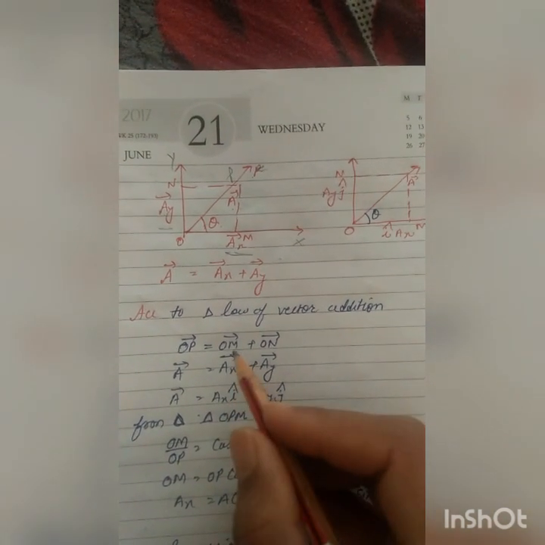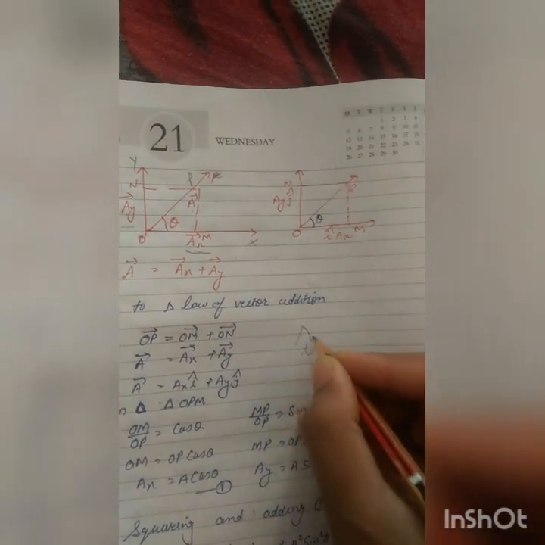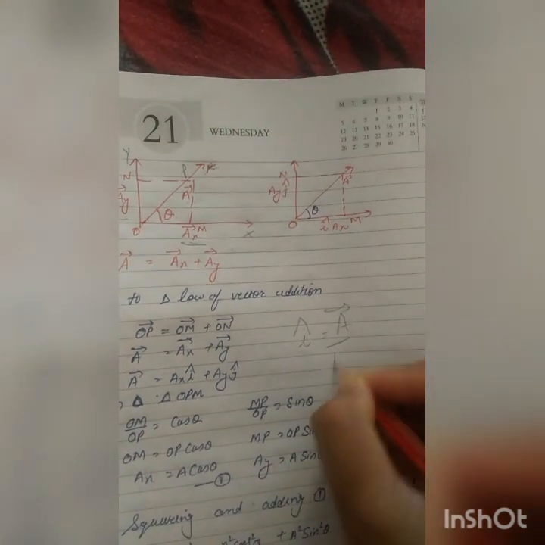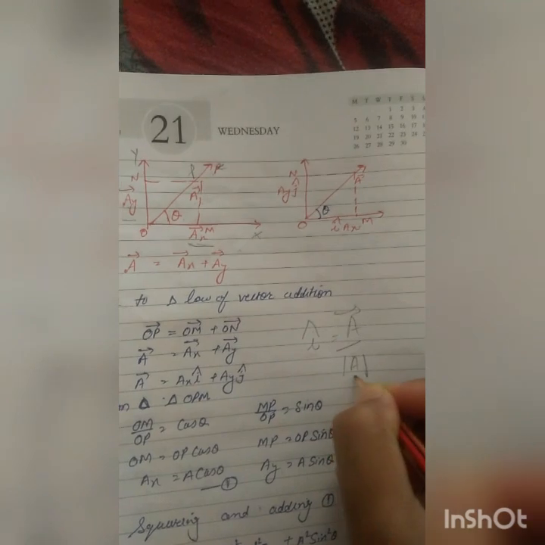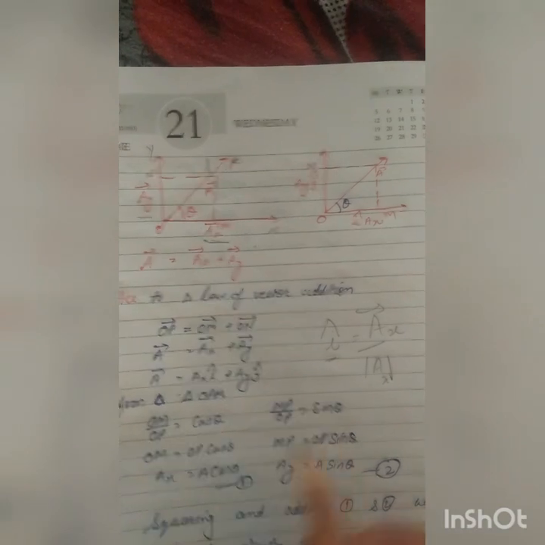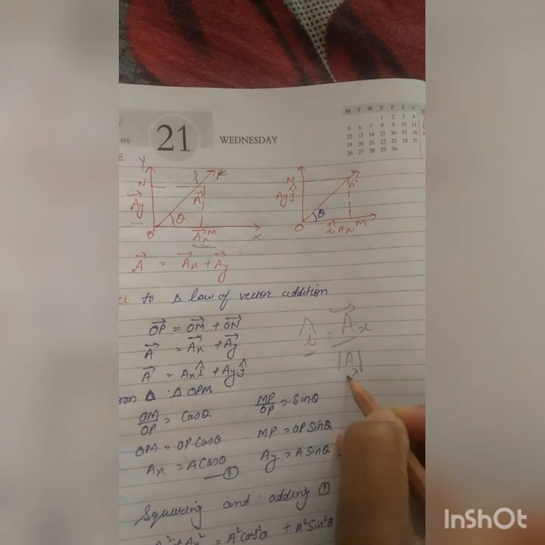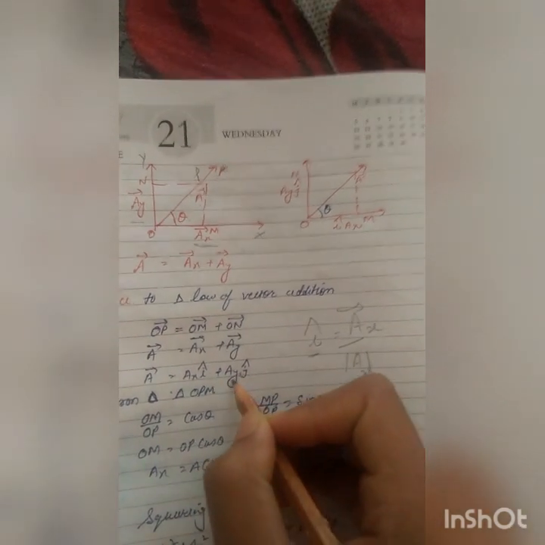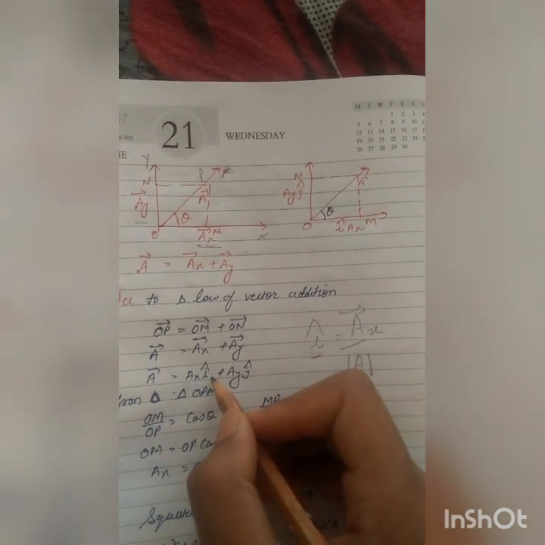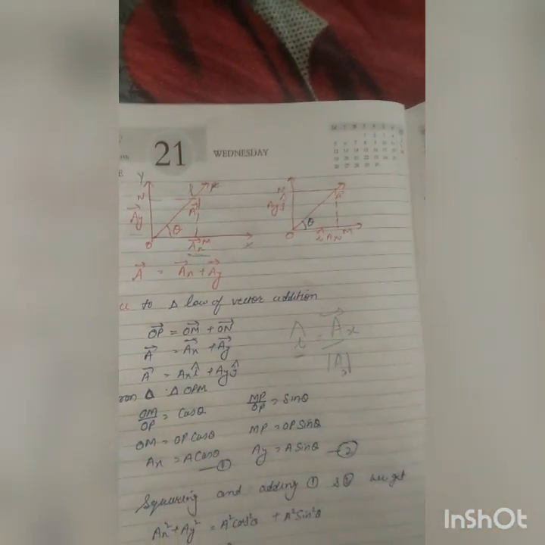AX vector can be written as AX into I unit vector. A unit vector is defined as a vector divided by its magnitude, right? So in place of AX vector, we can write magnitude of AX into I unit vector plus magnitude of AY vector into J unit vector. I unit vector is along the x-axis and J unit vector is along the y-axis.